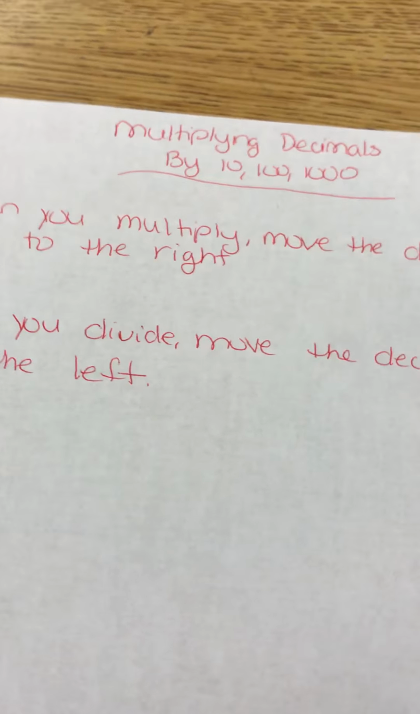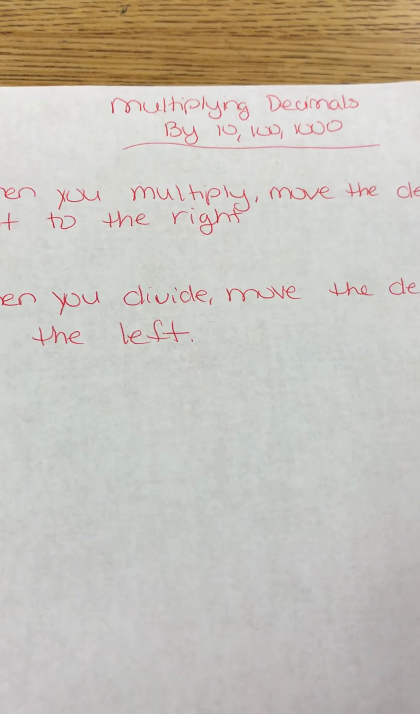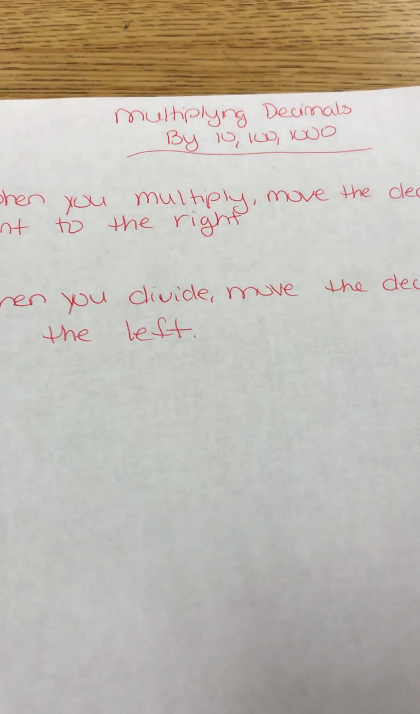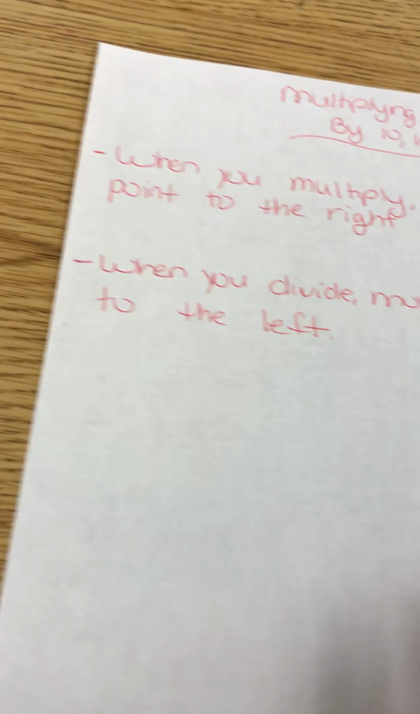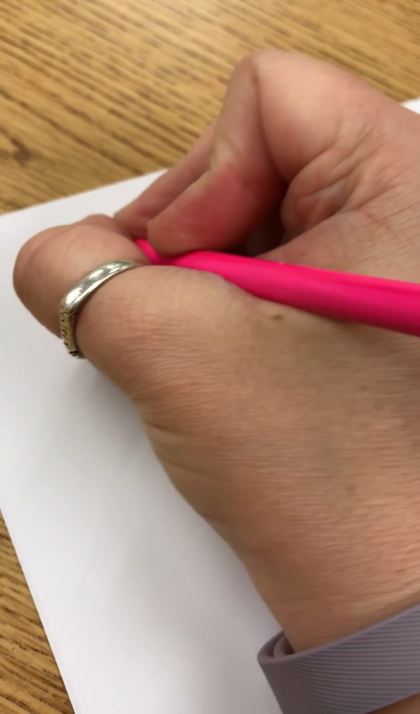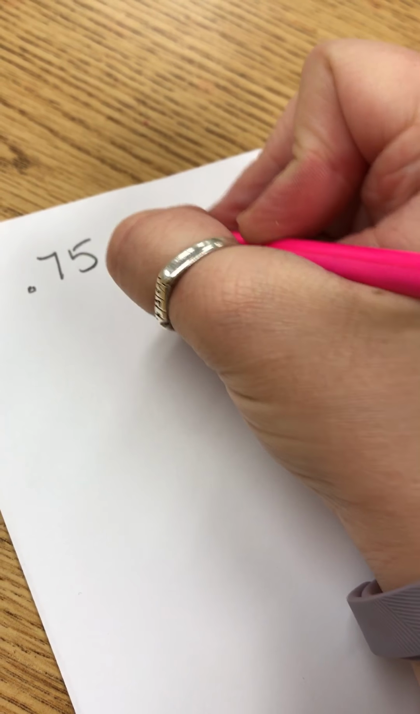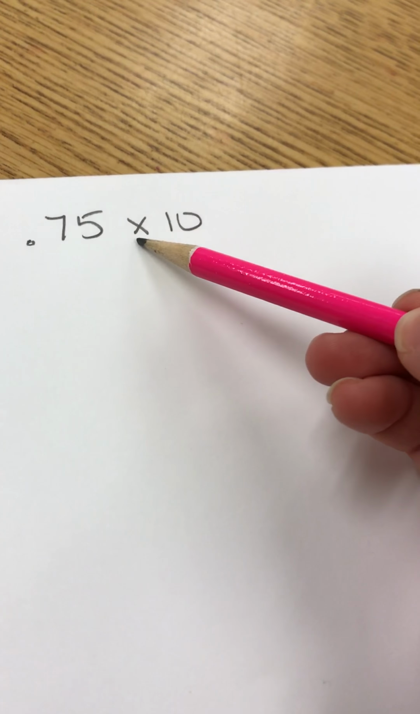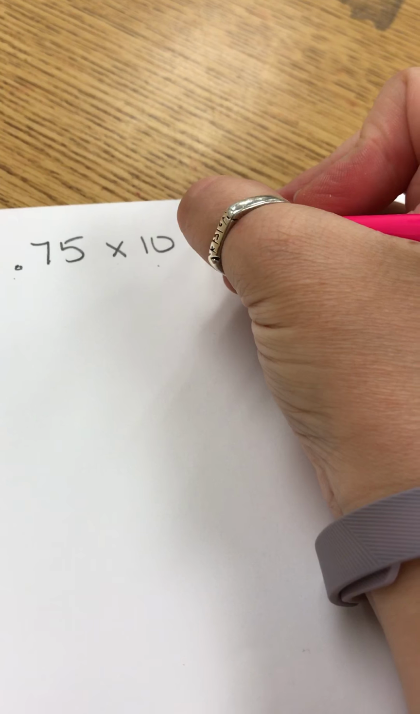Now, there is a little bit of prior knowledge that you would need to have for this topic, and I'll be talking about that as we go through. So let me show you exactly what we're going to be looking at today. This is broken up into two pieces. The first thing is we're going to be talking about multiplying. We have a decimal and we're going to be multiplying it by 10.